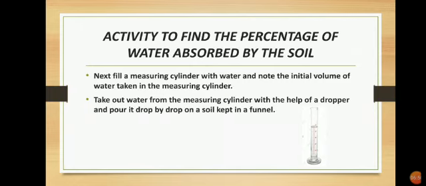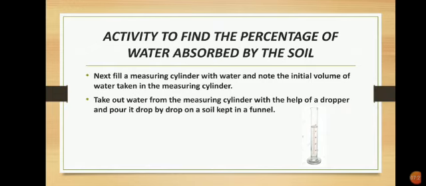Now take a measuring cylinder and fill it with water, and note the initial volume of water taken in the measuring cylinder. Suppose you have taken a 50 ml measuring cylinder, and suppose you have taken, a general value I am giving you, 40 ml of water. Note the volume of water that you have taken. That will be the initial volume of water. Remember, that will be the initial volume of water.